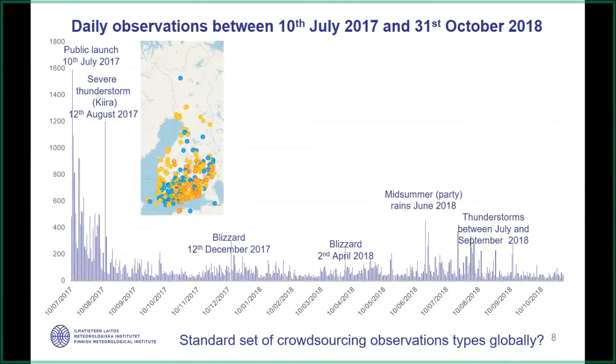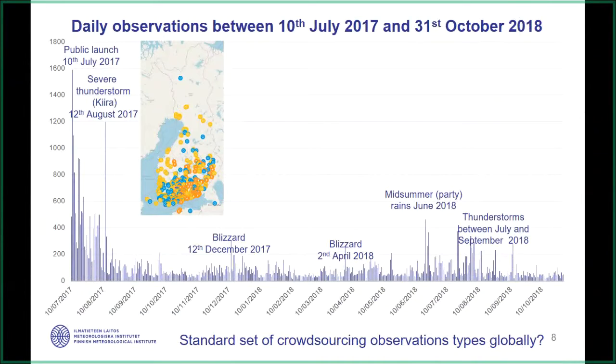This is the test period that we did for a bit over a year. You can see that when you launch something, it's interesting. You have lots of, let's say, answers per day. So the axes are answers per day, and then the timeline on the bottom. And in some cases, when we had a severe thunderstorm, I added the one image to it.